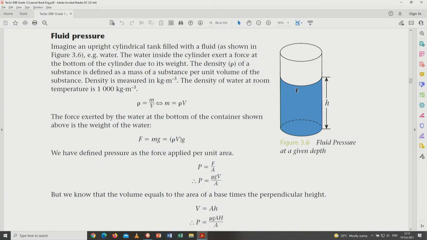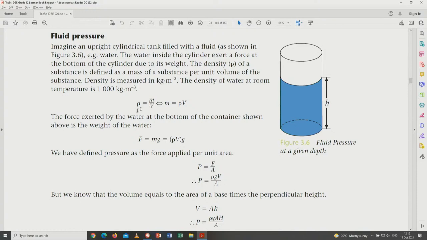If you have a cylinder or a cylindrical tank filled with fluid as shown there, like water or any other fluid, the water inside the cylinder exerts a force at the bottom of the cylinder due to its weight. The water itself exerts a force. And the density of a substance is defined as the mass of a substance per unit volume. So the density is mass divided by a unit volume.